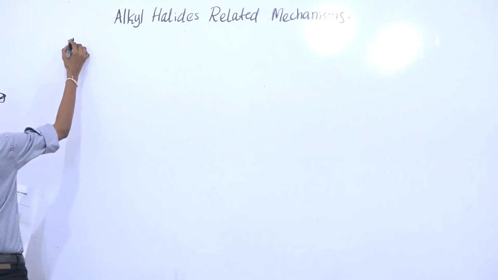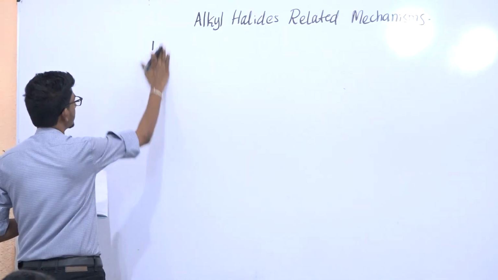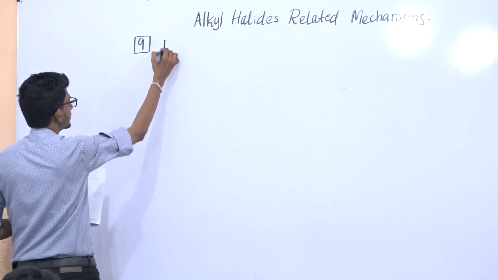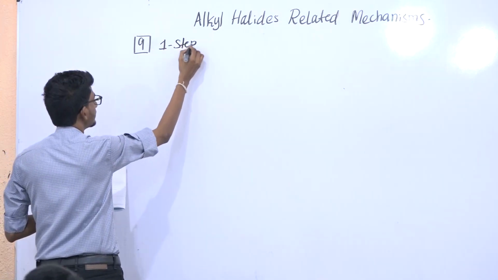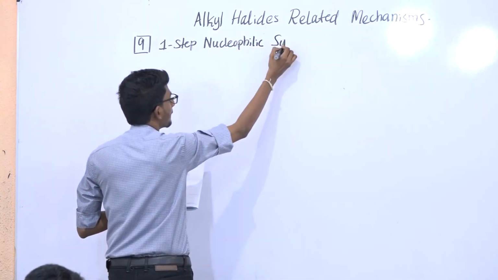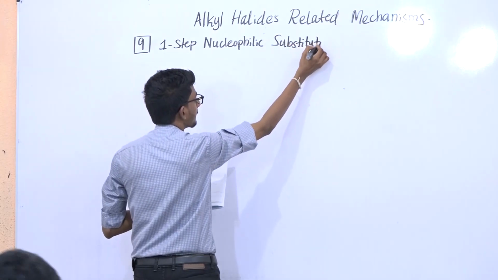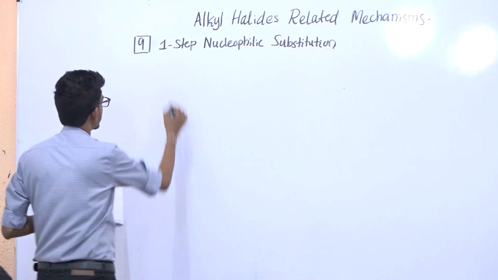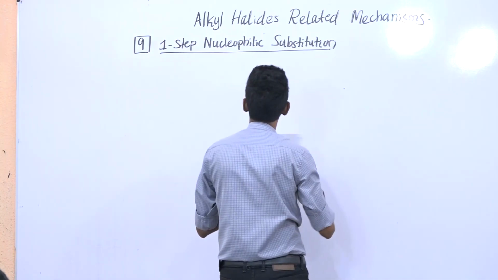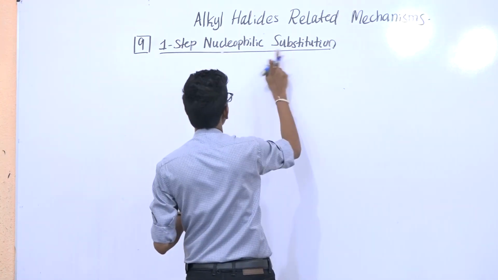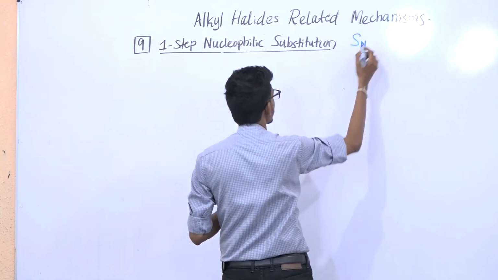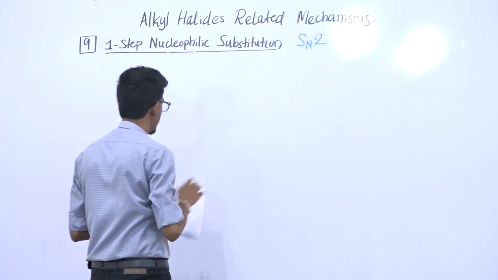Now first, this is mechanism number 9, right? One-step nucleophilic substitution. So the one-step nucleophilic substitution is referred to as what? SN. One step, it is SN2, right? One step is SN2 here.